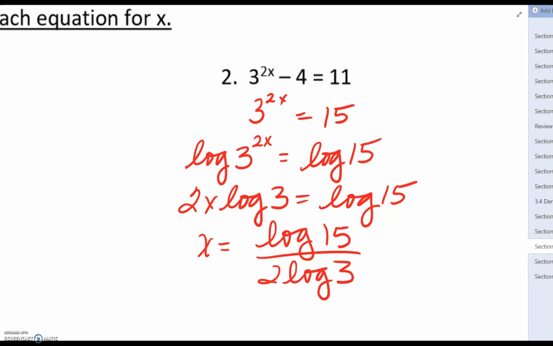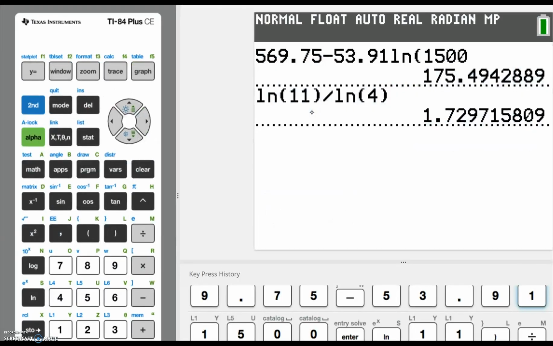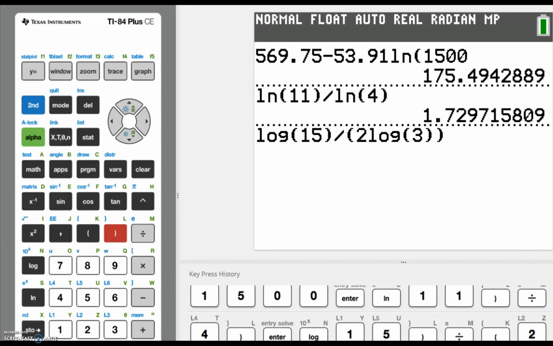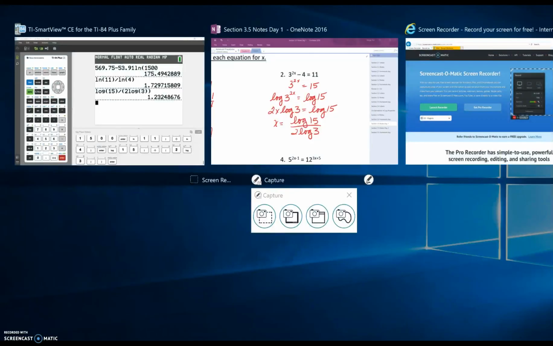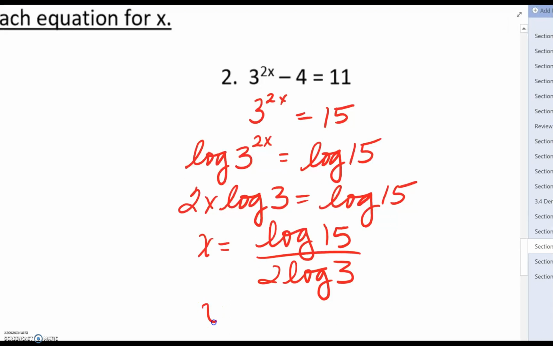Okay, so come over to the calculator, and we need to do log of 15 divided by the quantity 2 times the log of 3. And that gives us 1.2325 approximately. So that would be our result. There you go.